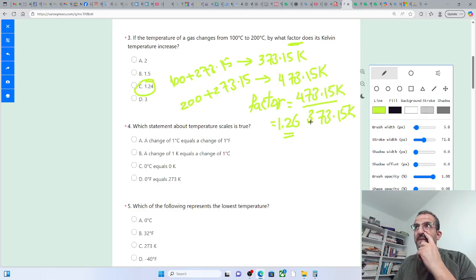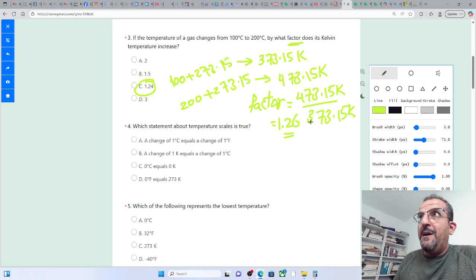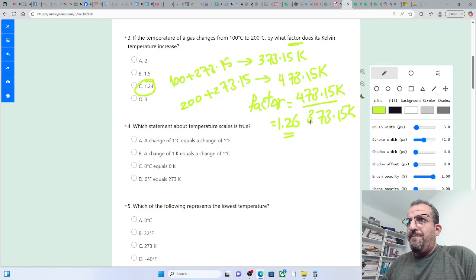Okay, and that's going to give me how much the temperature is increasing. So that's very good. Now let's move to number 4 and see how we can do it. Which statement about temperature scales is true? So let's see those statements.